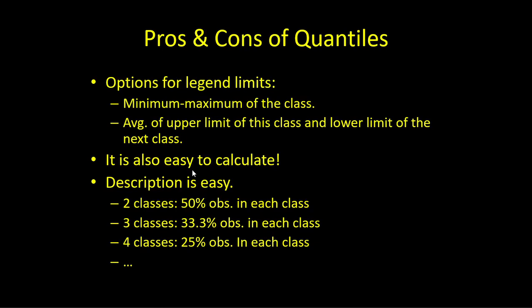With 2 classes, 50% of the observations are going to be found in each of those 2 classes. If we have 3 classes, 33.3% are going to be observed in each class. If we have 4, 25%, and so on. So when we think about those classifications, every single one is going to have the same number of observations within that class.